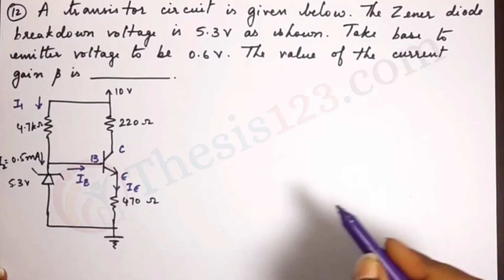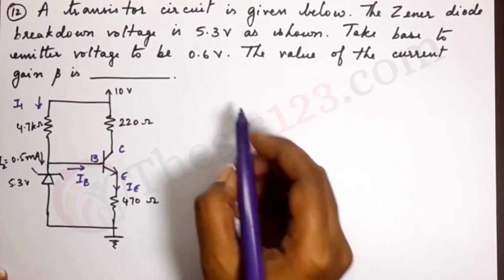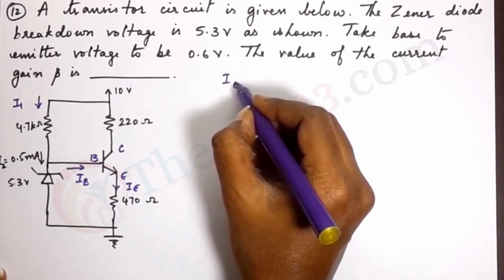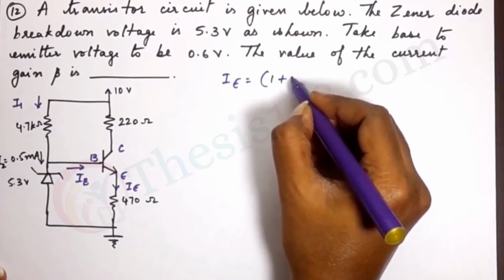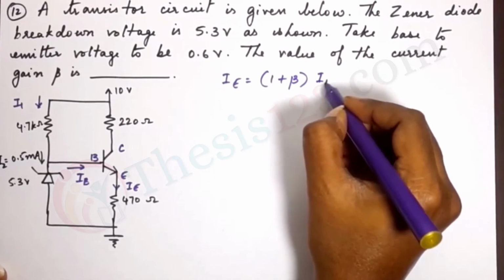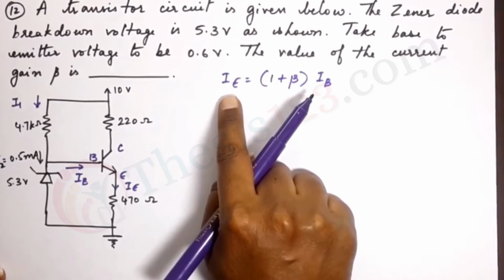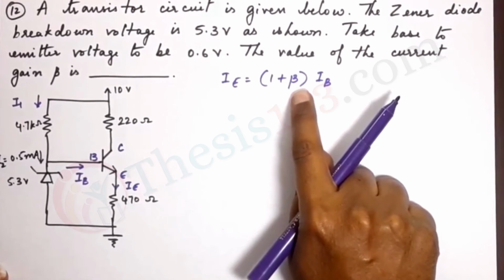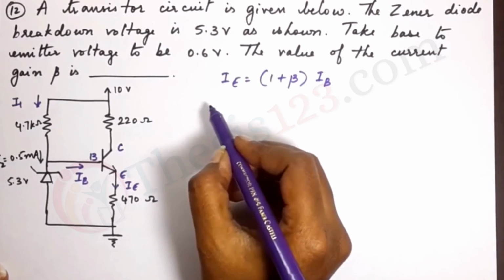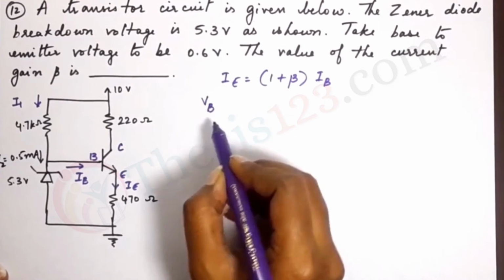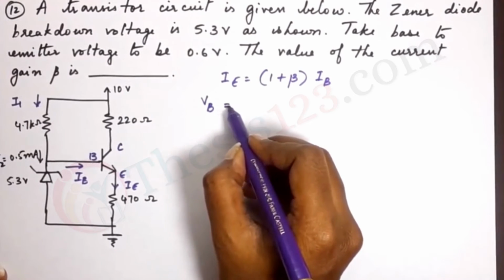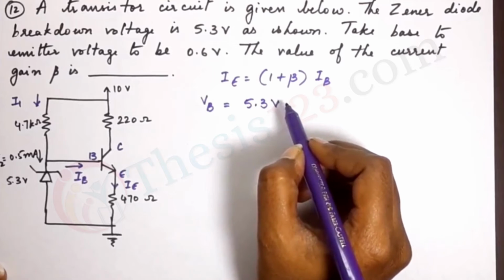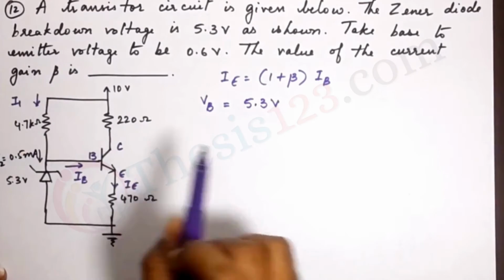We have to find, in fact, the current gain. Now in general, we know that the formula for current gain, IE, is equal to 1 plus beta IB. So we need the emitter current and the base current in order to find the current gain. So let's start with VB. This is the base voltage. The base voltage is given to us as 5.3 volts.